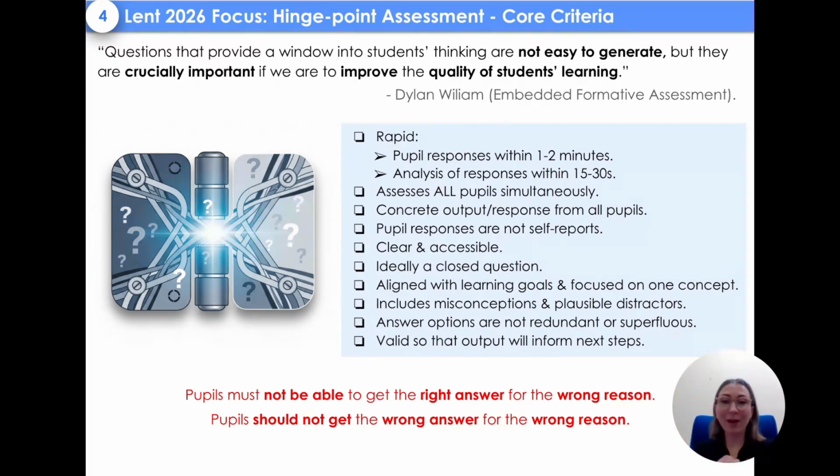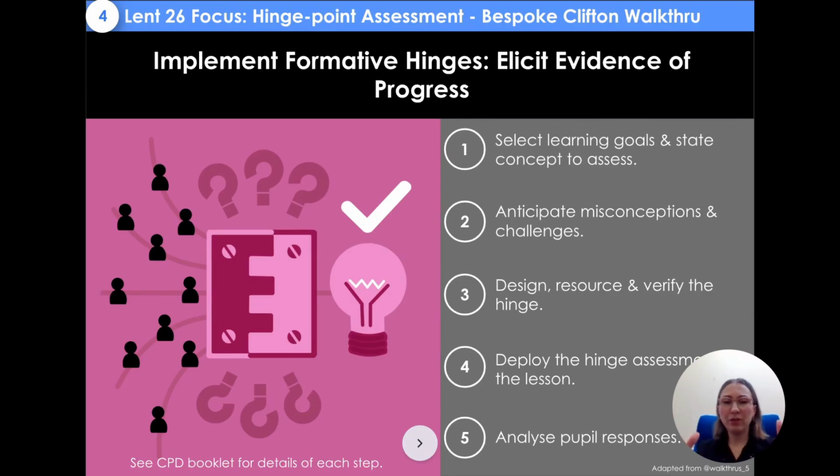However, I also want to add that pupils should not be able to get the wrong answer for the wrong reason. This would be like if you hadn't given enough time, you were rushing them, or the stimulus material was too difficult, too complicated, written at too high a level, so that they would just go, oh, fine, I'll just guess A. We don't want them getting the wrong answer for the wrong reason either, because then it's not informative. So I've designed another bespoke walkthrough for this term based on designing effective hinge point assessments.